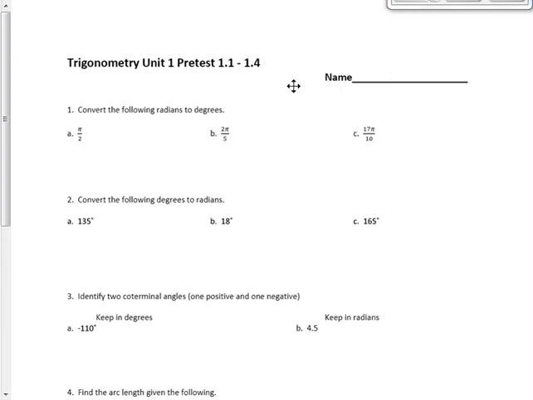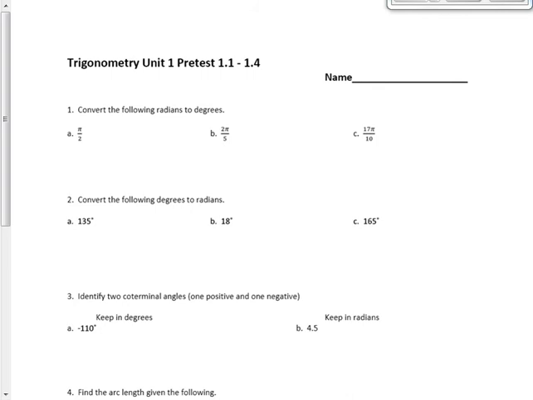Let's take a look at the pretest for 1.1 to 1.4. This video is going to go super fast. I want you to make sure that you know that at any time you can stop it to review any of the stuff that I've done. If you have questions on any of the sections, please feel free to go back to any of the other videos that we've looked at in order to get to this point.